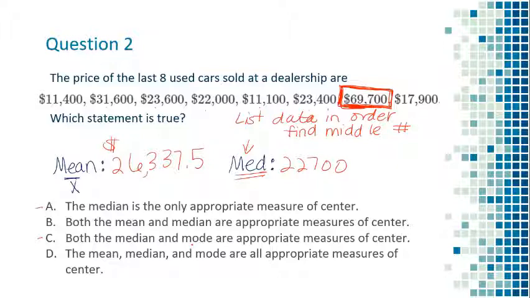Now, notice here how C says the median and the mode. Well, there is no mode for this data set. There's nothing that repeats, so we wouldn't use C. We would just use A. Okay?